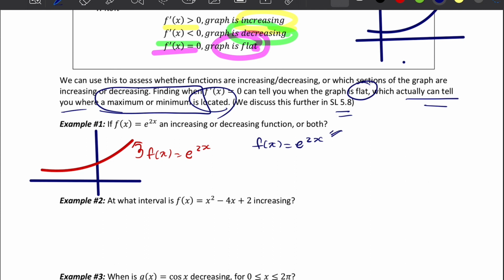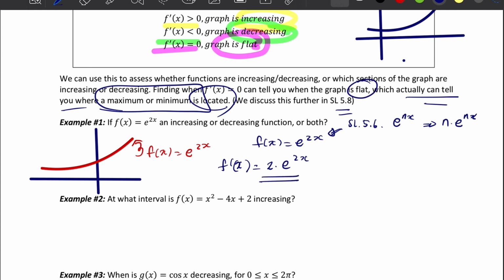So from SF 5.6, we're using the derivative of e to the power of nx, which is n times e to the power of nx. So f prime of x is 2 times e to the power of 2x. No matter what kind of x value we substitute, this will be a positive value. So we can conclude that this is an increasing function.